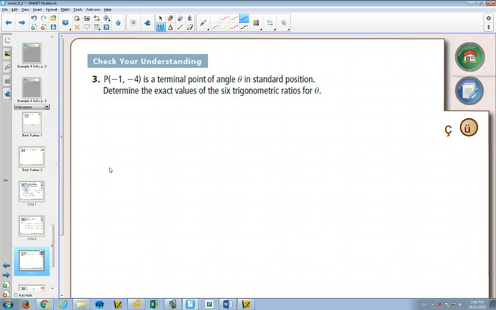In order to figure out the 6 trig ratios for theta on this question, we are going to use a strategy that we are going to use a lot in this unit and the next unit. That strategy, since we're doing trigonometry, I call this strategy draw a triangle. Seems to make sense for trigonometry to draw a triangle. Now, we have the point -1, -4.